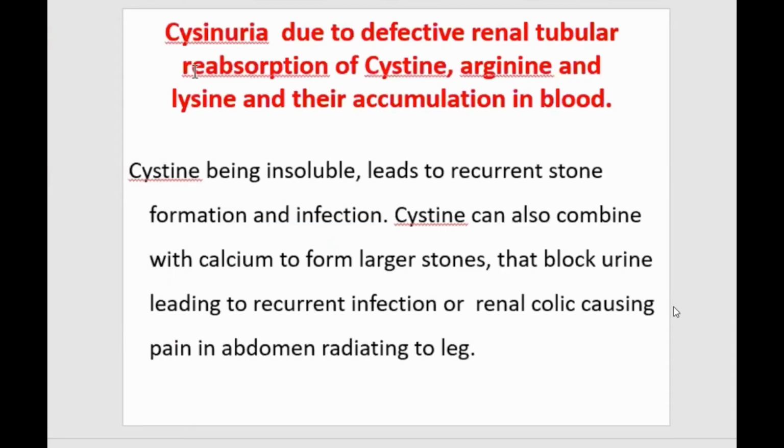Cystinuria is due to defective renal tubular reabsorption of cystine. This is also associated with impaired reabsorption of arginine and lysine, and so they accumulate in the blood. Cystine being insoluble leads to recurrent stone formation and infection. Cystine can also combine with calcium to form larger stones that block urine, leading to recurrent infection or renal colic, causing pain in abdomen radiating to the leg. So this is cystinuria due to defective renal tubular reabsorption of cystine, arginine, and lysine, and their accumulation in blood. And because cystine is insoluble, it forms renal stones.